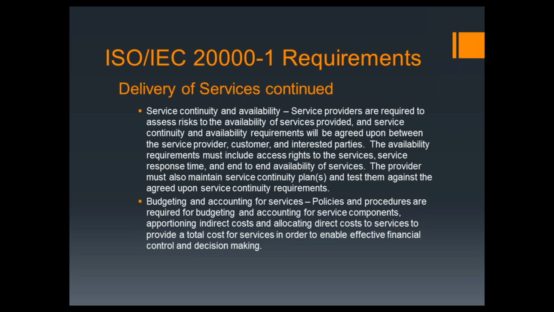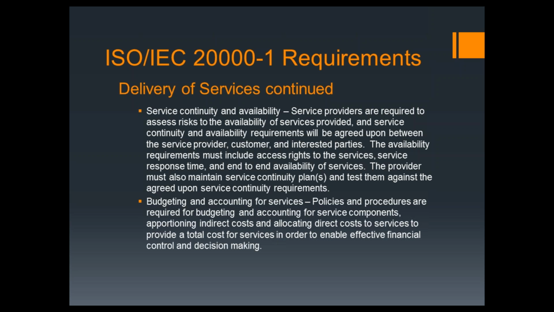Another part of this section talks about service continuity and availability. Service providers are required to address risks to the availability of services provided, and service continuity and availability requirements will again be agreed upon between the service provider, customer, and interested parties. The availability requirements must include access rights to the services, service response time, and end-to-end availability of services.